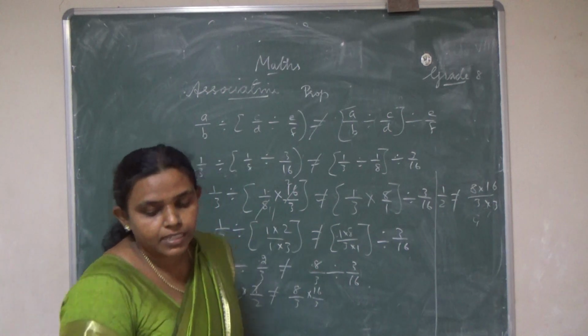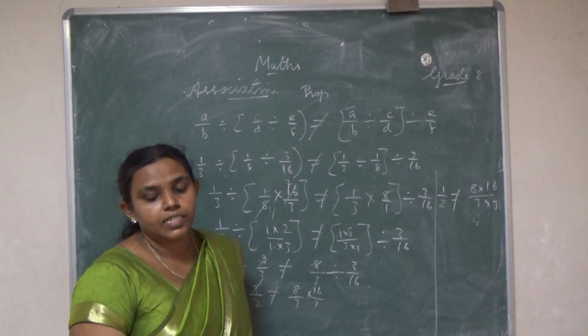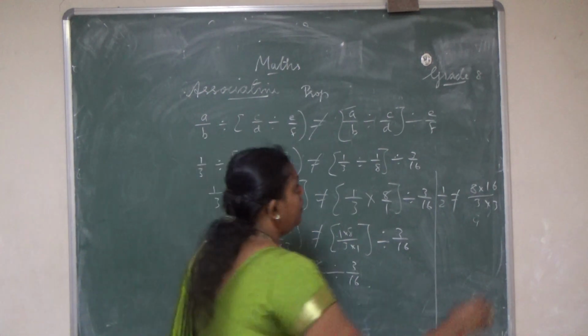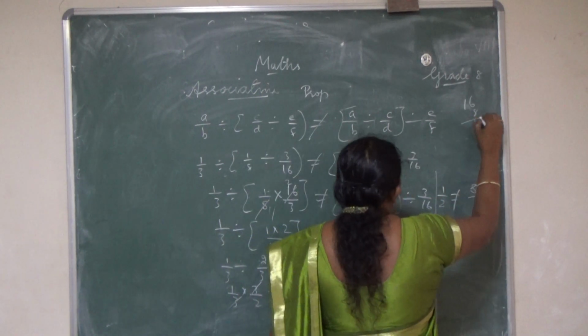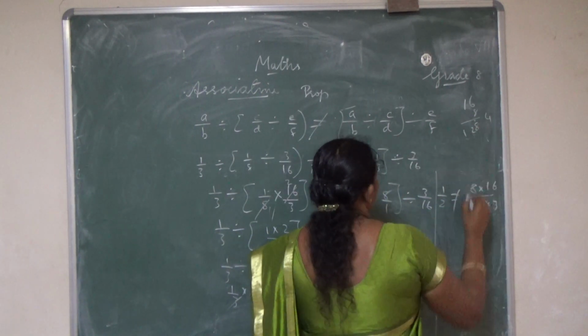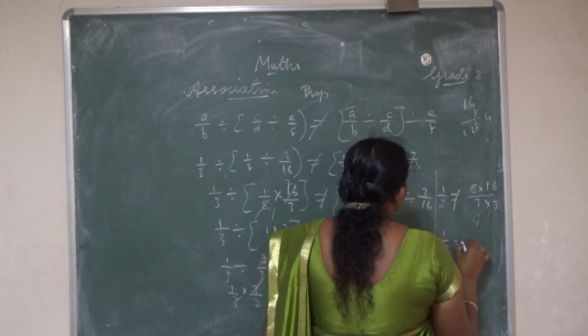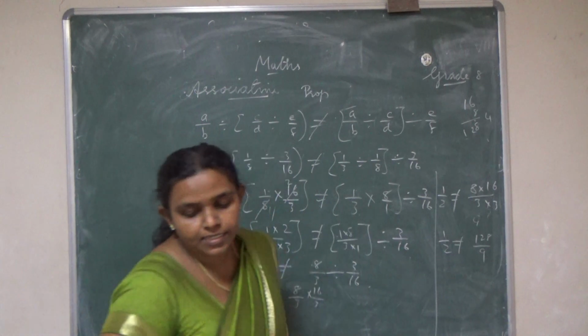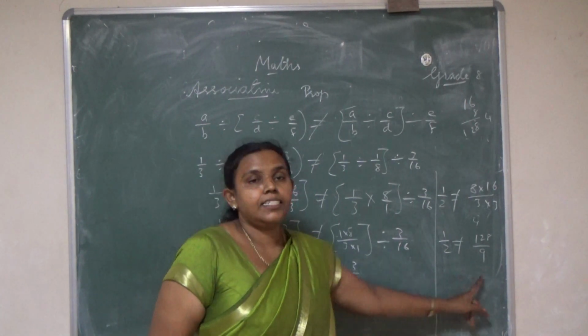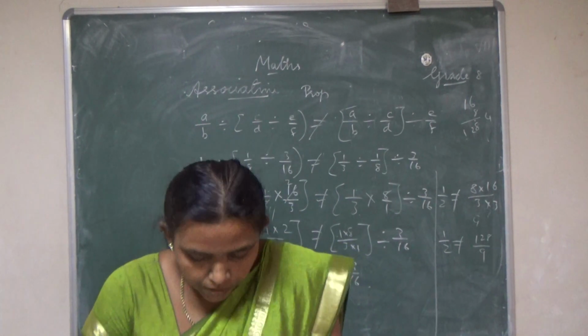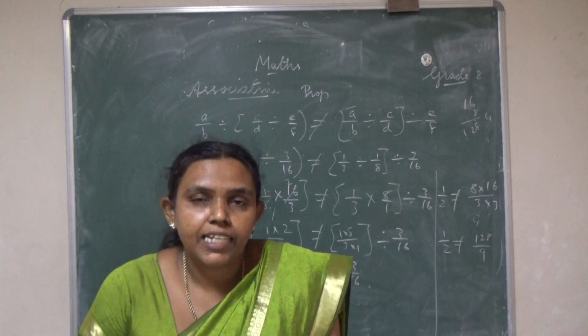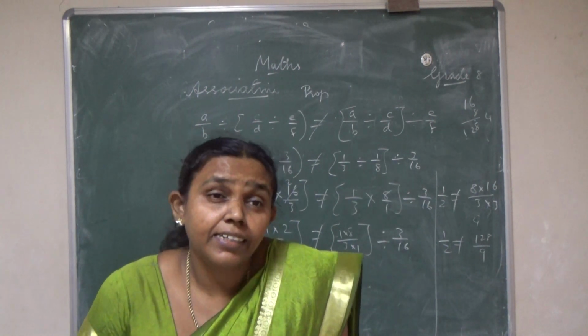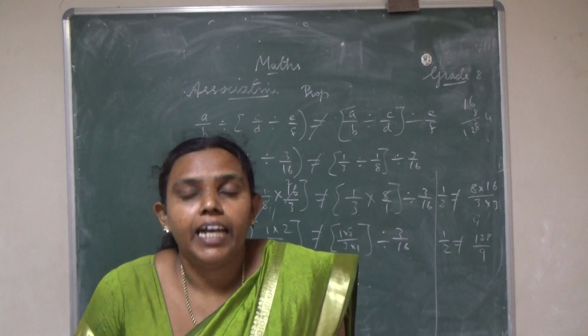So 8 into 16, can you tell me what is 8 into 16? If you don't know, write like this: 6 eights are 48, 1 eight is 8, so 128. So 1/2 is not equal to 128/9. Whether LHS is equal to RHS, both sides are not equal. So we can say rational numbers are not associative under division.